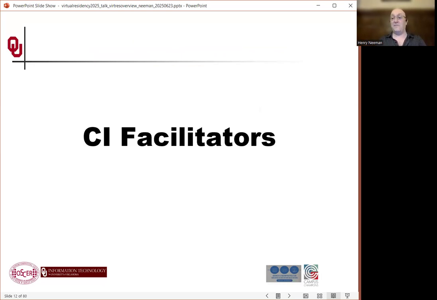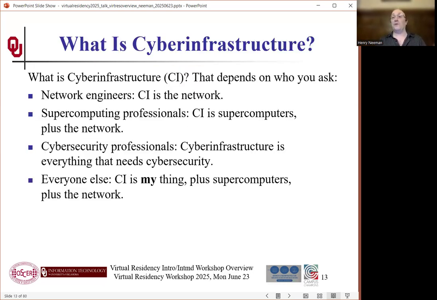Okay, so let's dive right in. What's a cyber infrastructure facilitator? Well, first, what's cyber infrastructure? It kind of depends who you ask. If you ask a network engineer, cyber infrastructure is the network. If you ask a supercomputing person, cyber infrastructure is the network and the supercomputer. If you ask a cybersecurity person, they'll tell you cyber infrastructure is everything that needs cybersecurity. And if you ask anybody else, cyber infrastructure is whatever their thing is, plus the network and the supercomputer.